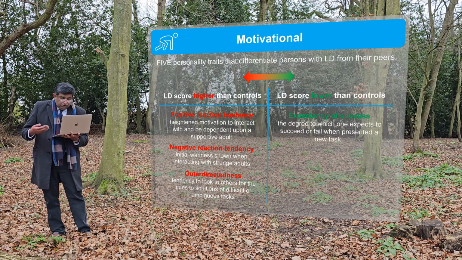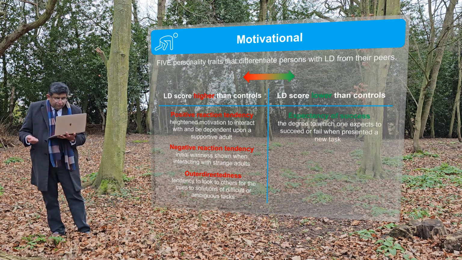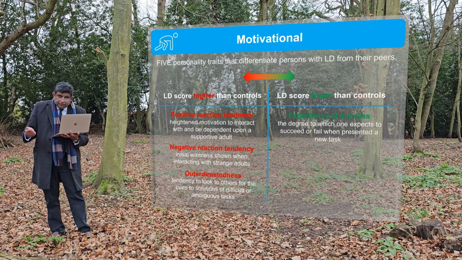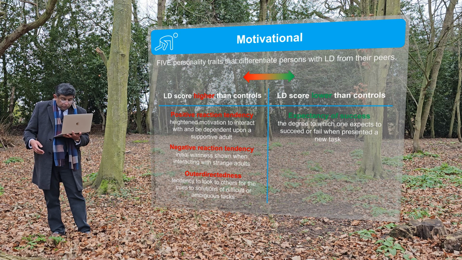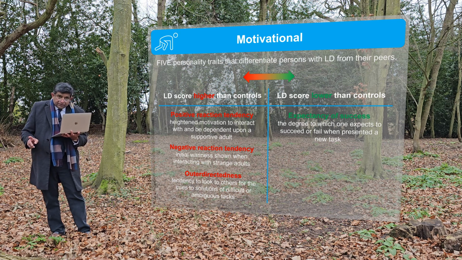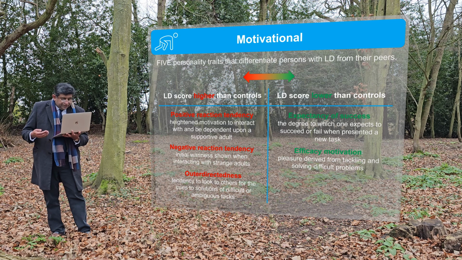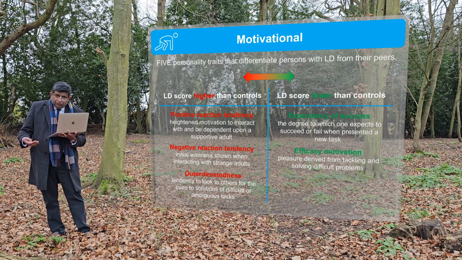The fourth one is expectancy of success, the degree to which one expects to succeed or fail when presented with a new task. People with learning disability score lower than the control groups. And the final factor is called efficacy motivation, and this is the pleasure that is derived from tackling and solving difficult or novel problems.